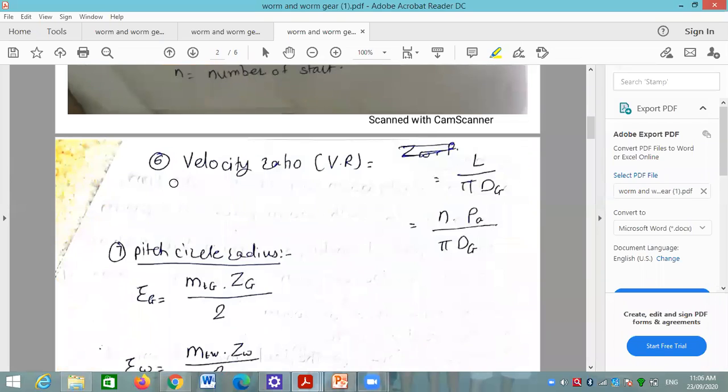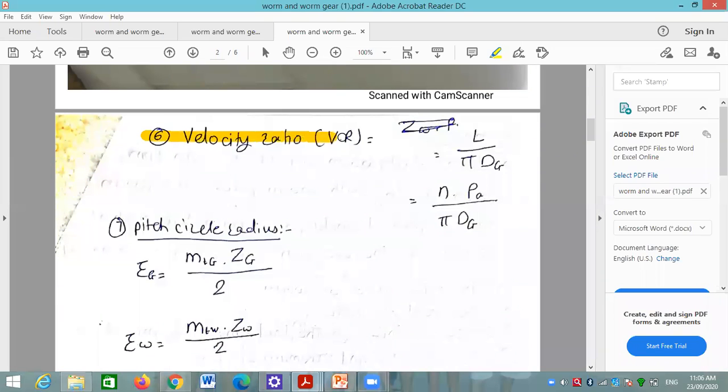Then the next formula is the velocity ratio. VR, the velocity ratio, is equal to L divided by pi into DG. L is the lead, and DG is the diameter of the gear. We can write L is equal to N into PA, where N is the number of starts and PA is the axial pitch. This is the formula used to find the velocity ratio.